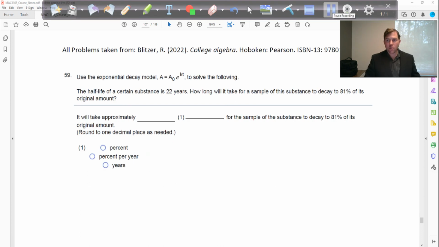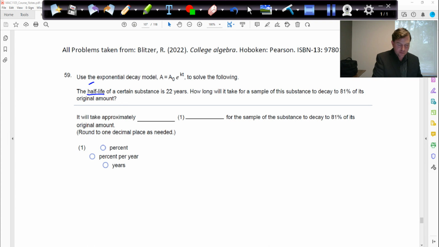Okay, the last two are very similar. They're going to use the same steps. So in the first part, they're going to give us the half-life, so the 50% left marker. And it says the half-life requires 22 years. So we're going to just use that information to solve for K, like we did in the previous problems.